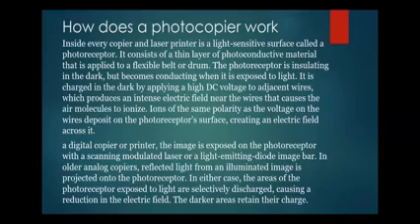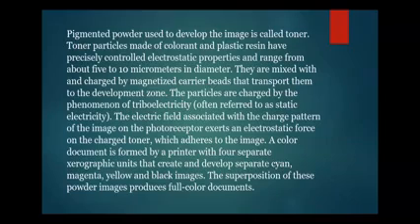the image is exposed on the photoreceptor with a scanning modulated laser or a light emitting diode image bar. In older analog copiers, reflected light from the illuminated image is projected onto the photoreceptor. In either case, the areas of the photoreceptor exposed to light are selectively discharged, causing a reduction in the electric field. The darker areas retain their charge.